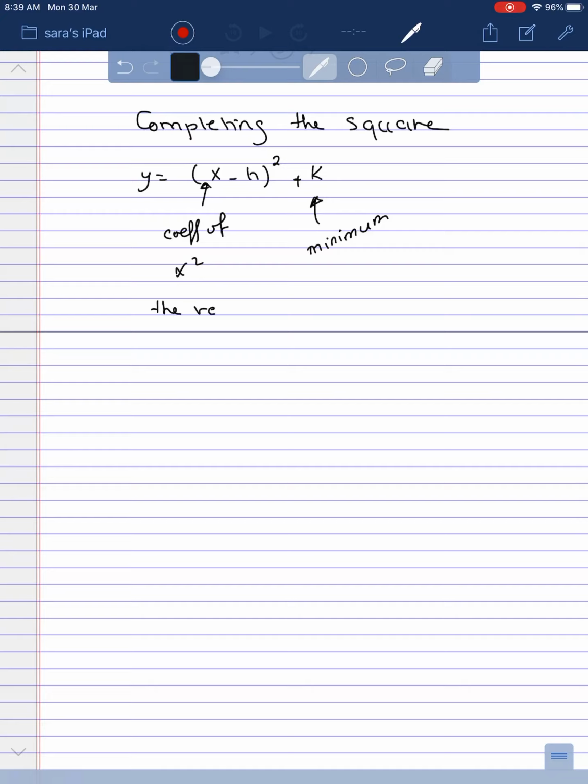Now, if they want the value of the minimum or the maximum, it will be immediately this value of k. If they want the coordinates of the point where the maximum or the minimum occurs, it will be h and then k. So always h will be the opposite of its sign over there. So if it's x minus h, it will be h. If it's x plus h, it will be minus h, and then k.